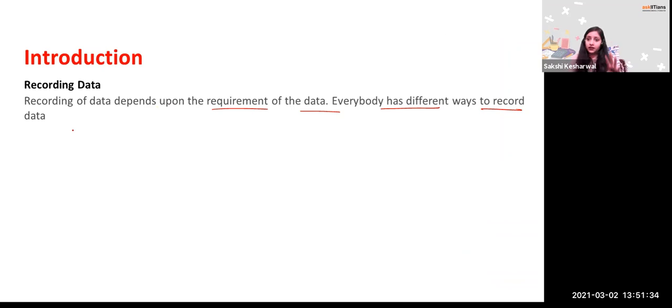It's like you make a tabular form or a bar graph form or a pictograph form. There are different kinds of representation and different ways of recording it, right? It's not like you take raw data and just jumble it anywhere.